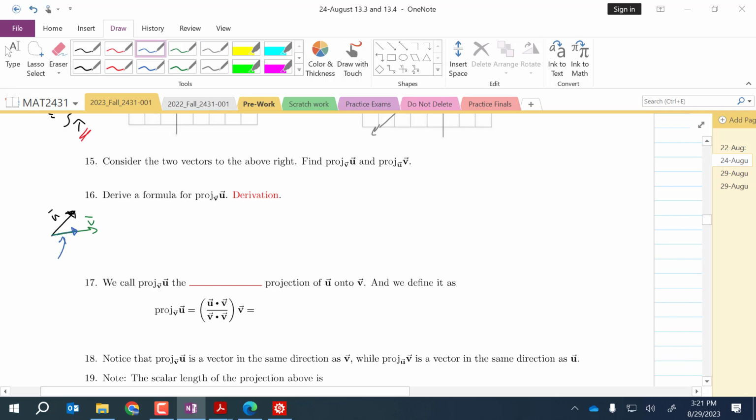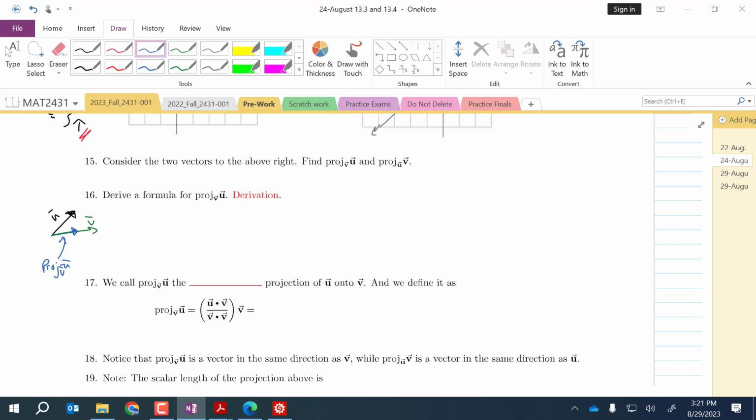This blue vector right here would be the projection of vector u onto vector v. Now, if I'm trying to come up with a vector, I need two things. What do I need? A direction and a magnitude. Okay? Let's deal with the magnitude first.